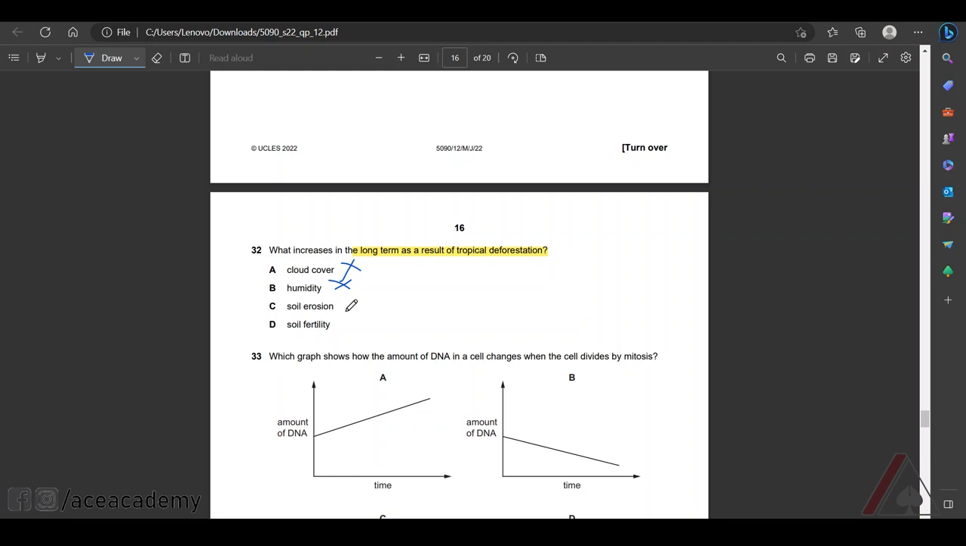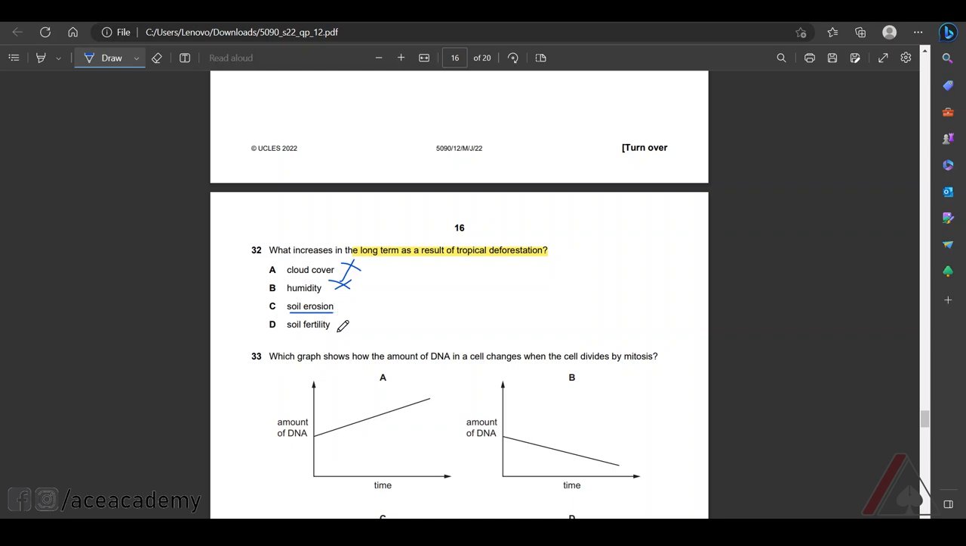Option C says soil erosion. Now, those of you who don't know, trees in the tropical forest provide cover for the soil against rainfall. So when the trees are absent, rainfall erodes the topmost layers of the soil. Hence, soil erosion increases. C is most likely our answer.